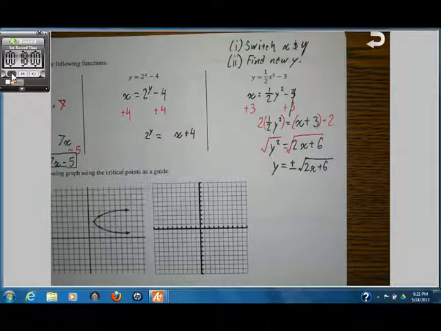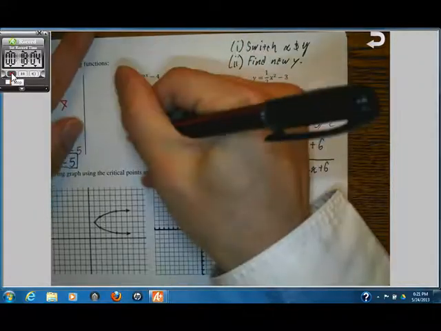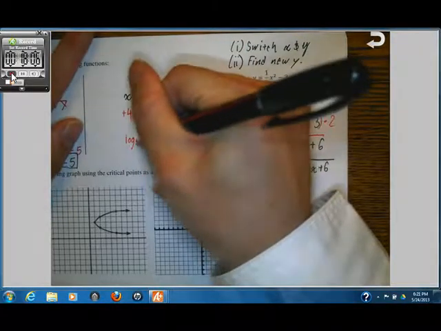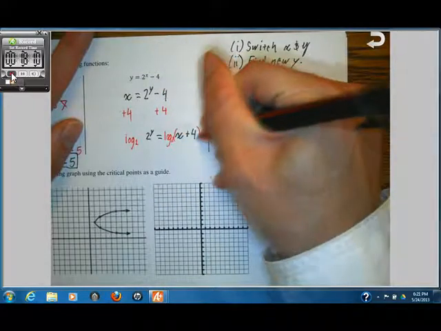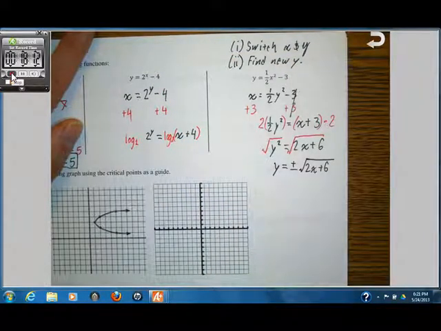Remember, the inverse of a function will be another function. Not going to be anything more interesting than that. It's not going to be a value. I asked you to find an inverse, not to evaluate anything.